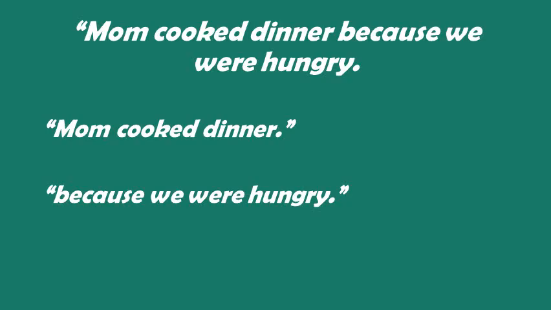So this part of the sentence is giving us more information. It's explaining why Mom cooked dinner for us. So because we have an independent clause and a subordinate clause, and we have that subordinate conjunction because, now we have a complex sentence. So I know that was a lot of information for you. So now let's look at one more example.